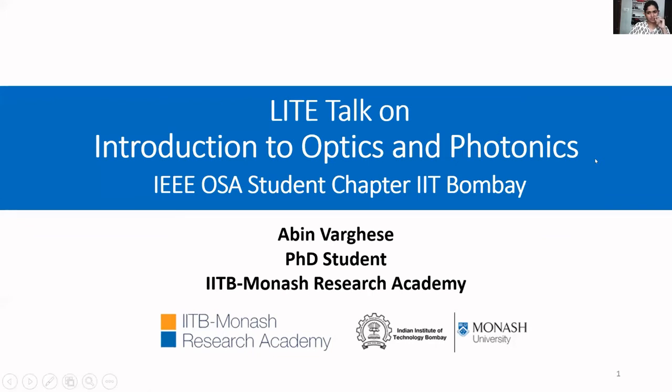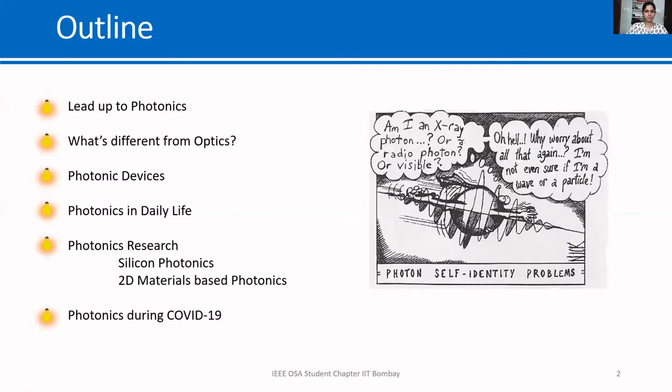So good afternoon everyone again, and my talk is on the introduction to optics and photonics, and I thank the IIIB Monash student chapter at IIT Bombay for the opportunity to give this talk. I'm a PhD student in the IITB Monash Research Academy and working with Professor Saurabh Lodha in the Electrical Engineering Department at IIT Bombay. So to start off with the talk, and this talk is all going to be about light and what has happened to light and what we can do with light.